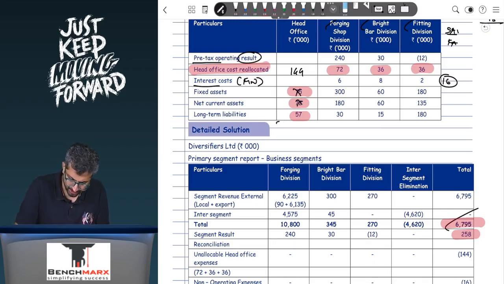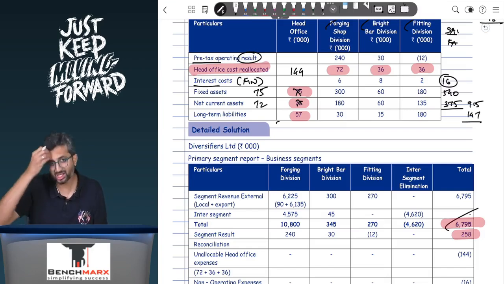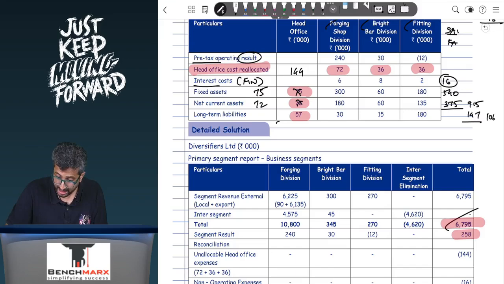So your total fixed assets, I will not take this over here for the time being. If I look at my total fixed assets, this is 360 and 180 comes to around 540, 180 and I think 60 and 135 comes to 375. But this is my total segment assets, 375 and 540. This is 915. There is some head office assets as well, that is 72 and 75. So this is I think 147 which is unallocated, and hence 915 and 147 comes to 1062. This is your total segment assets.